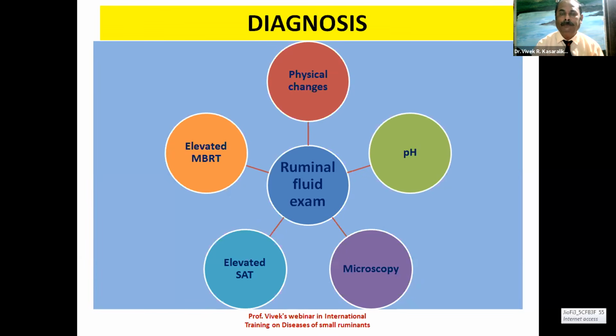The coarse, undigested particles float at the top. Fine digested particles settle into the sediment, leaving a clear fluid in the middle. That is what we call stratification or sedimentation activity of normal rumen fluid. If you keep the rumen fluid of a normal animal, within about 6 minutes or so you can find stratification: the coarse undigested particles float at the top, a clear fluid is in the middle, and the fine digested particles form the sediment.